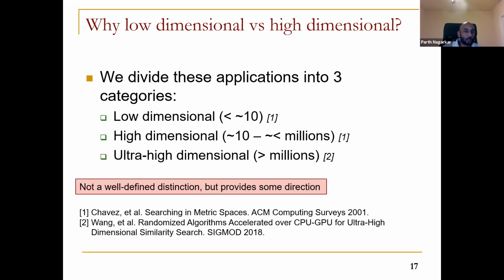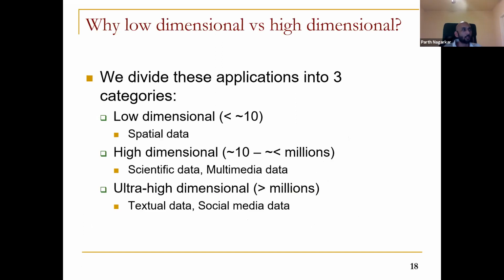And high dimensional data sets are when you have dimensions around dozens of dimensions to, we're going to say, millions of dimensions. So there is no particular exact number to distinguish between high dimensional and ultra high dimensional, but we are going to consider ultra high dimensional to be something with greater than millions of dimensions. So what kind of applications have these dimensions?